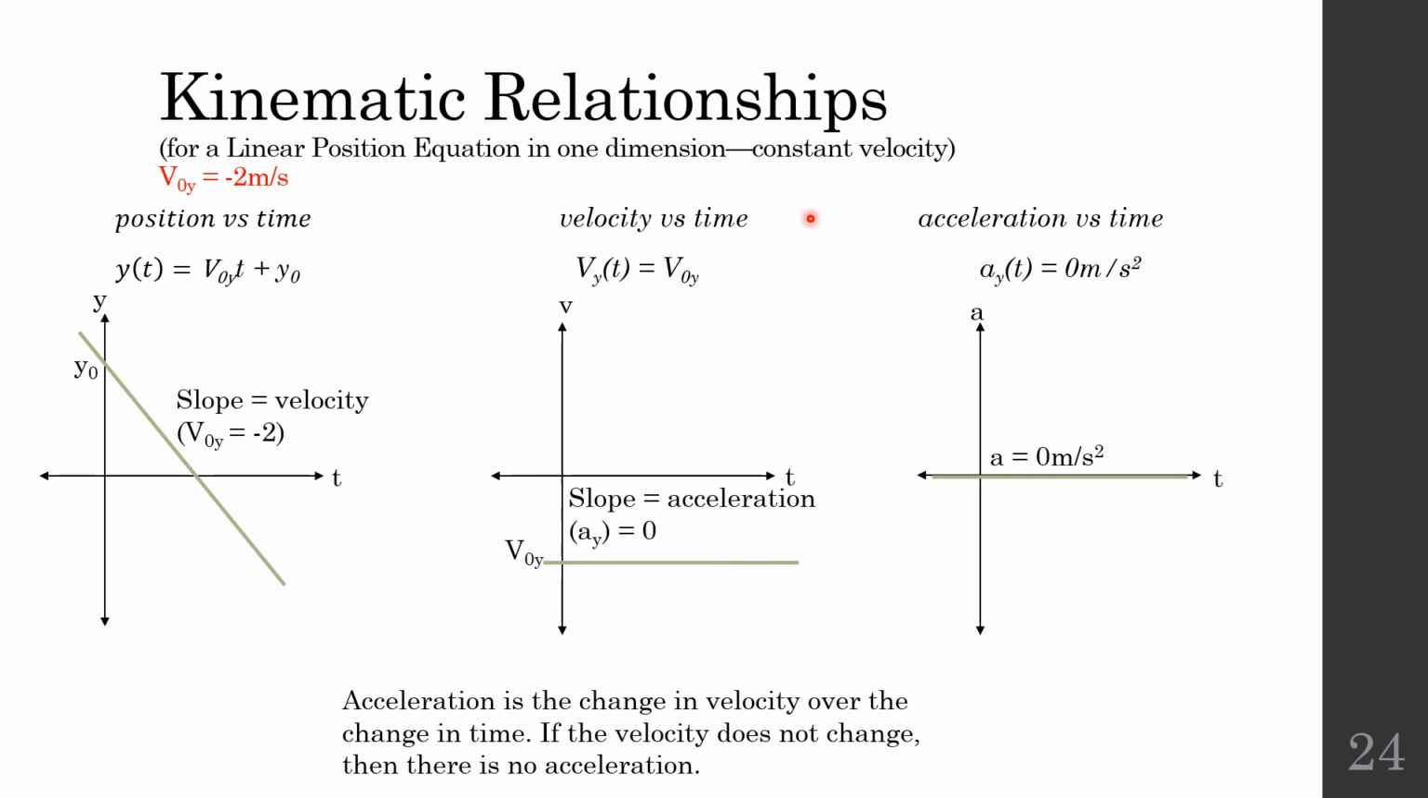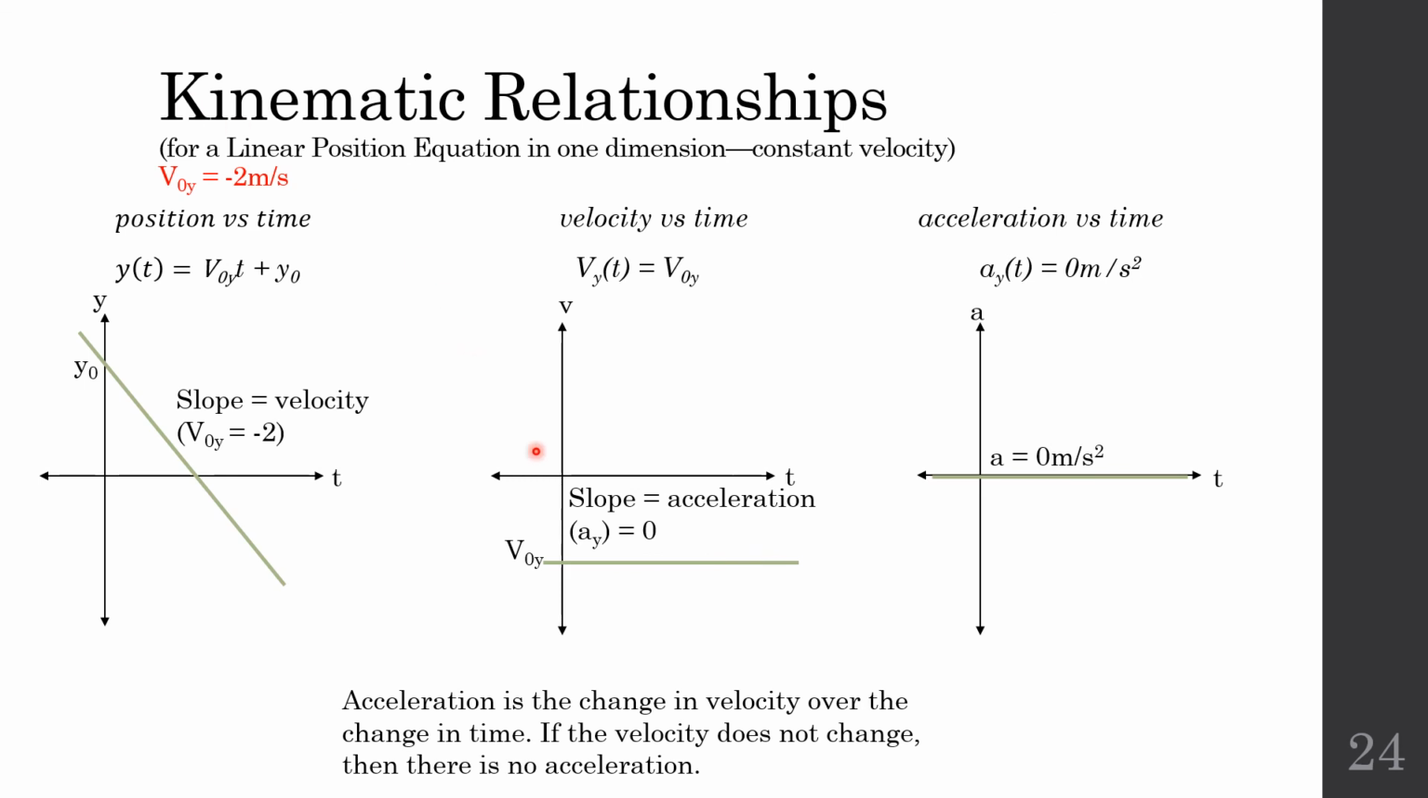Now, if we move on to our velocity versus time graph, it should come as no surprise that we just have a horizontal line at v0y, at -2. Because we know that no matter where we take the slope of this line, or no matter when we take the slope of this line, we get exactly the same velocity. That's because we have a constant velocity. So you can see that illustrated right here.